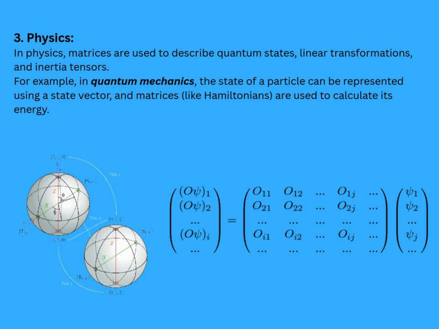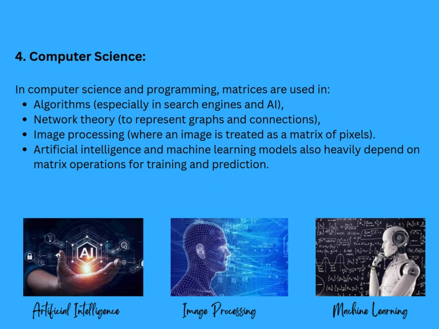Now let's move to the field of computer science. We can use matrix in computer science for explaining so many things, for example, algorithms. We use matrix especially in search engines and artificial intelligence. We can also use matrix in network theory to represent graphs and connections. We can use matrix in image processing, where an image is treated as a matrix of pixels. We can use them in artificial intelligence and machine learning models.